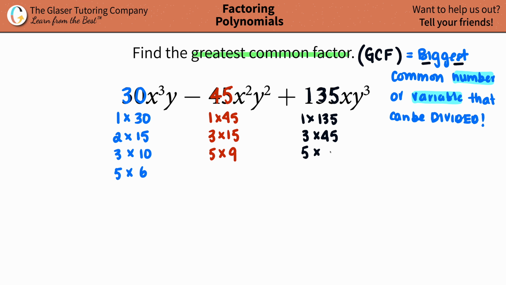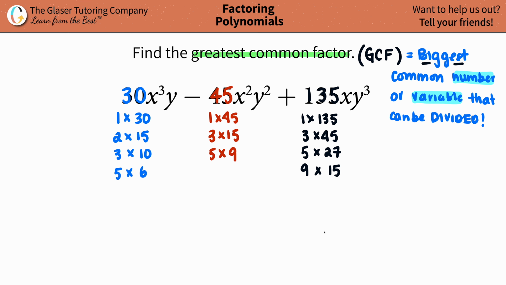5 times what? 20, that's a 2, that's a 7. 5 times 27. 6, 7, not that I see. 8, no. And then 9 times 15.